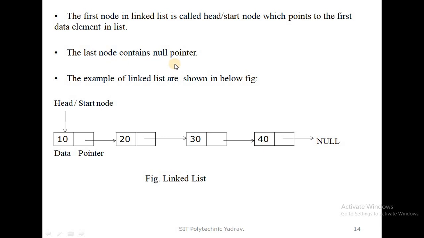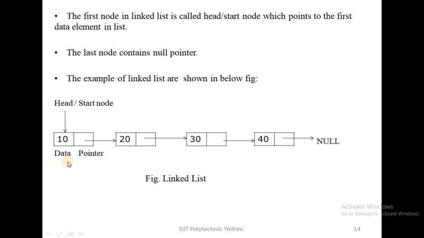A null pointer means that we declare that the list or the elements are complete or finished. An example of a linked list is shown in the figure below. This is an example of a linked list.